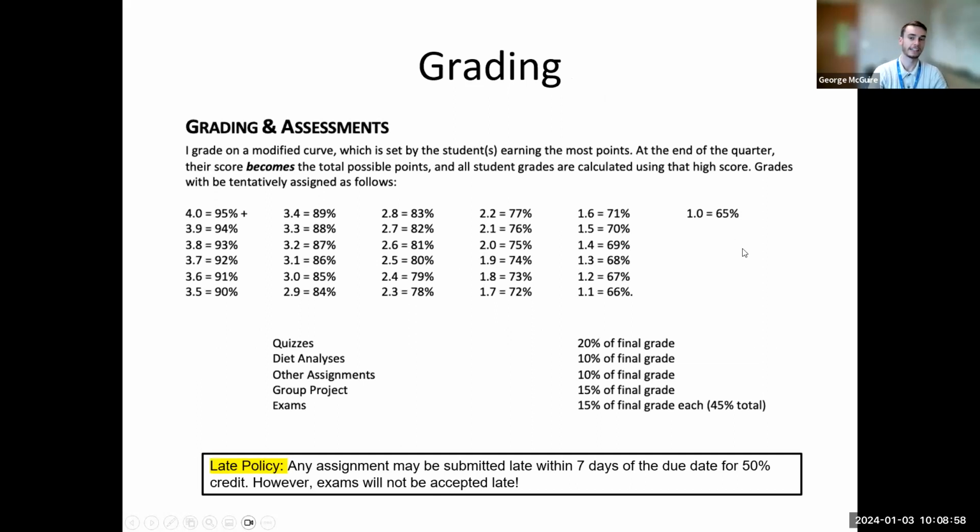Grading in this class. Again, I meant to fix this before doing this recording. This is not the full breakdown anymore, or this isn't the definitive breakdown. Essentially, there are 5 different assignment types in this class. You'll have quizzes, essentially at least 1 per module, 1 per topic that we cover. There will be 3 diet analyses, which are larger assignments.